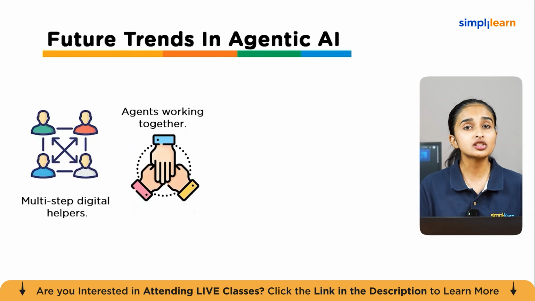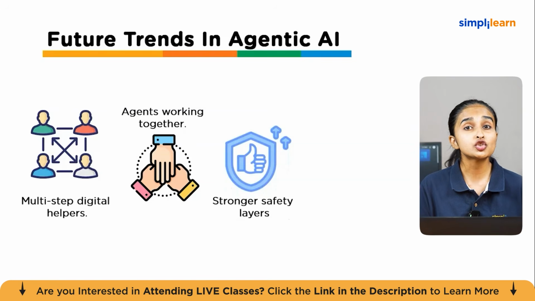Another trend is agents working together. One system may gather information and another system may review it. A third may prepare the final output. This is especially useful in coding, operations, customer service, and research-heavy work. A third trend is stronger safety layers. As these systems do more, people are putting more and more focus into permissions, monitoring, and approval systems.